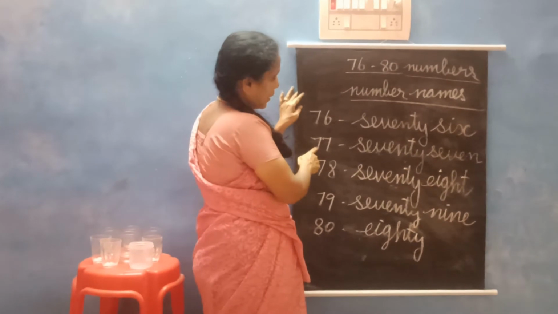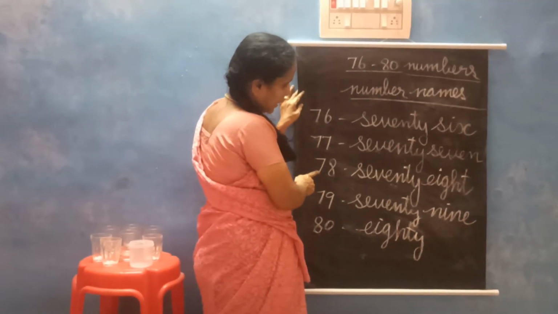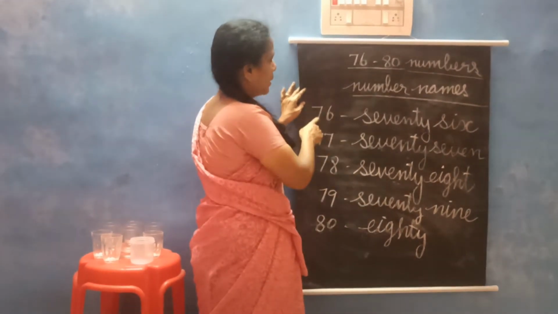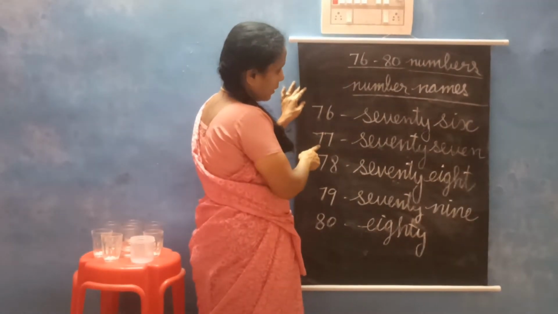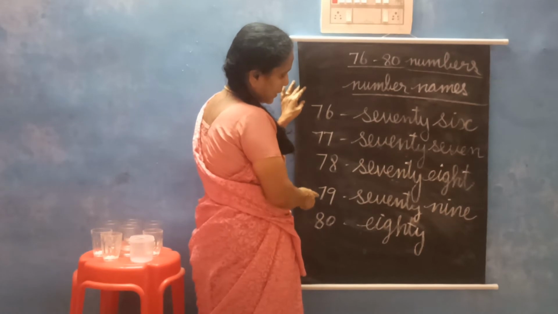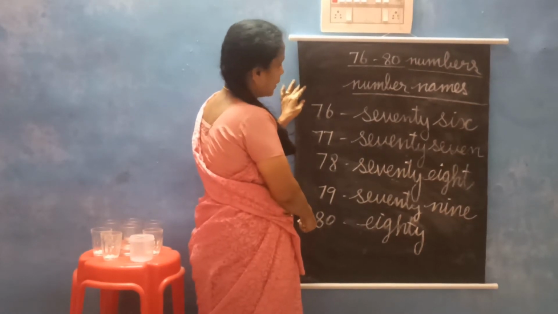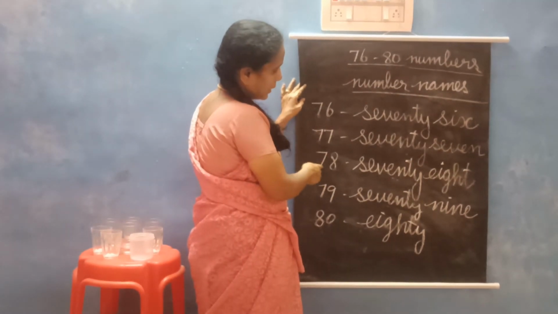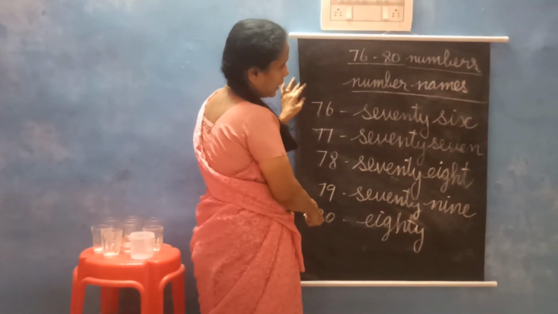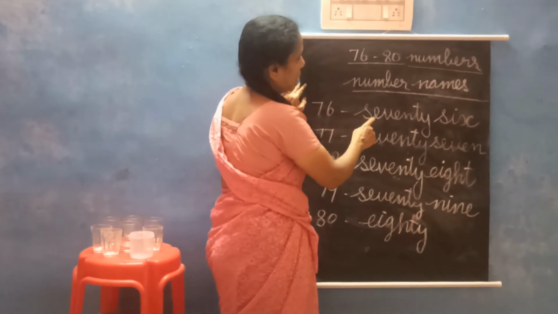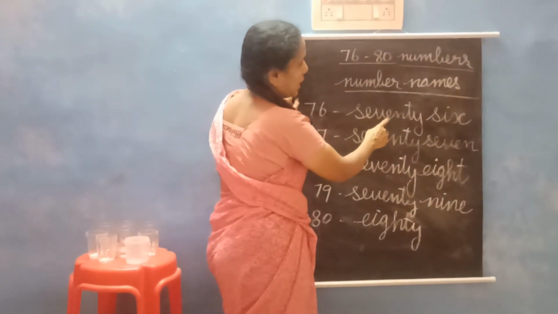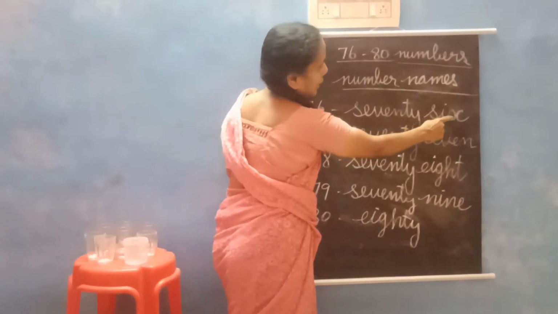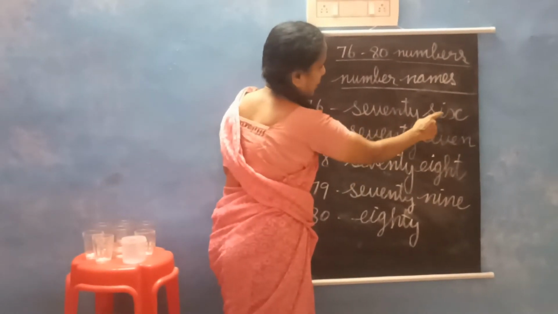76, 77, 78, 79, 80. Again we will see: 76, 77, 78, 79, 80. 76. S-E-V-E-N-T-Y, 76. S-I-X, 6, 76.